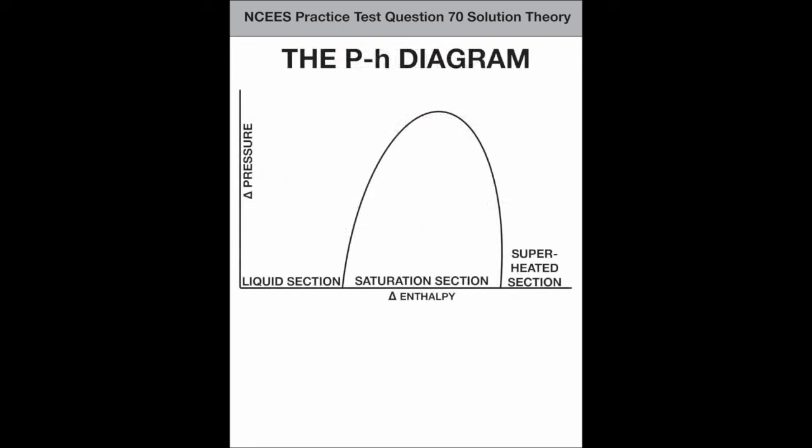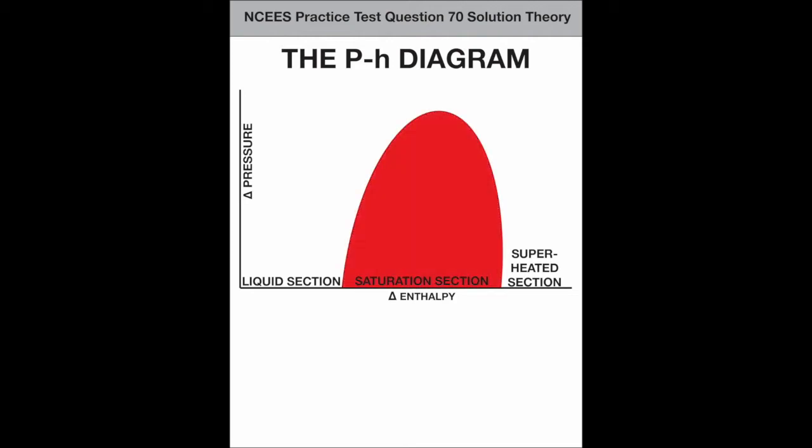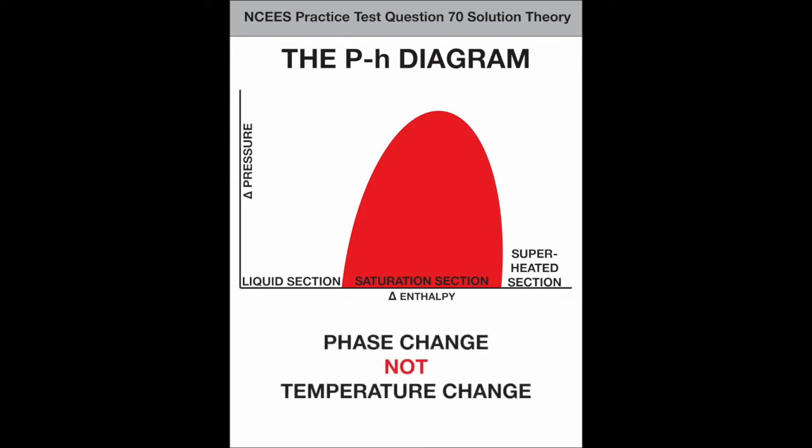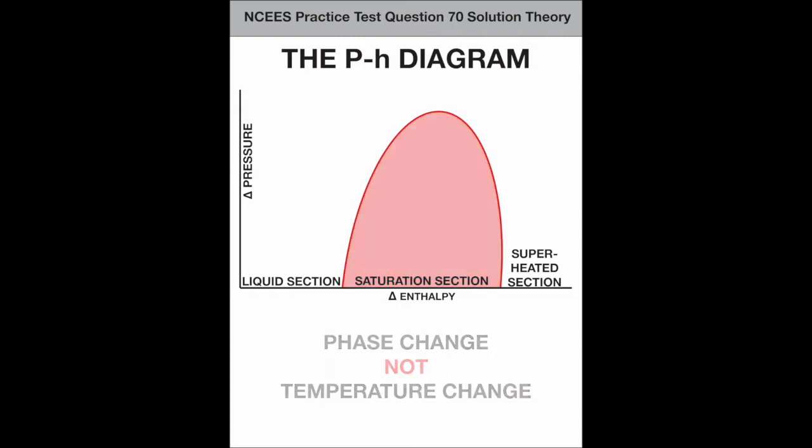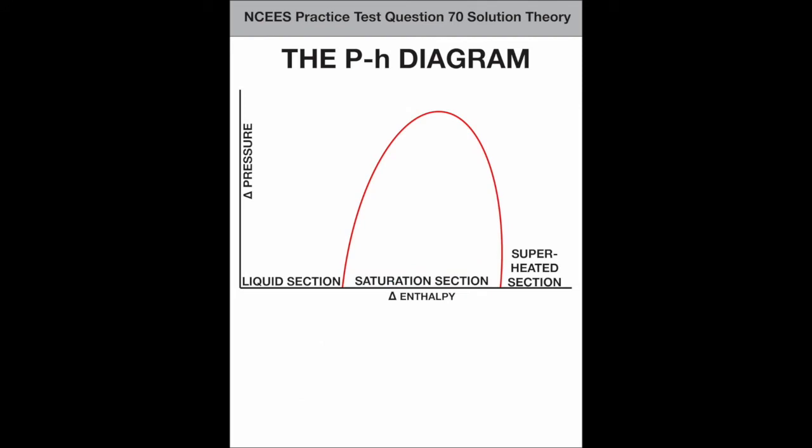Starting with a pH diagram, here are the following things you must know upon entering the PE. 1. Here is the saturation dome. This is the location where the refrigerant changes phase, but not temperature as it gains or loses enthalpy. Notice, the problem states saturated conditions. 2. Here is the saturation line. It's split into 2. The extreme left is saturated liquid. The extreme right is saturated vapor.